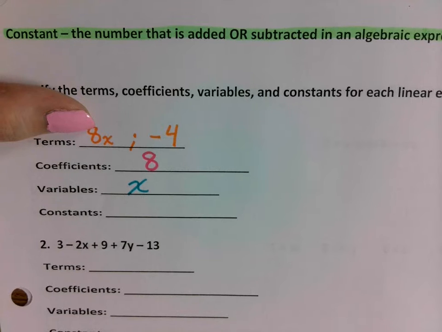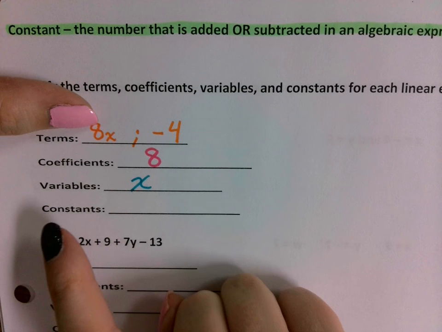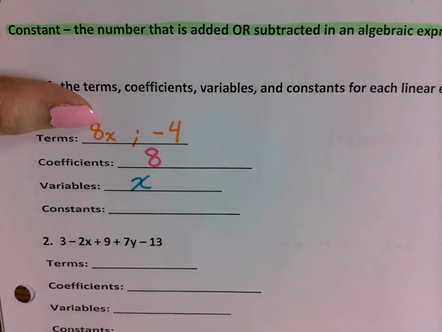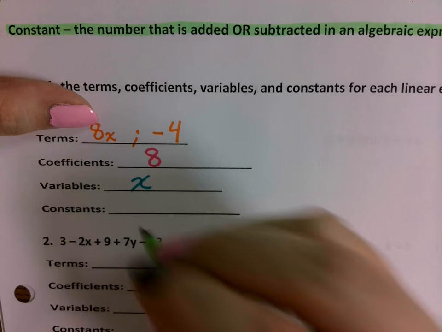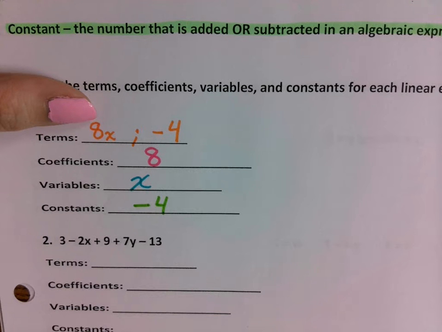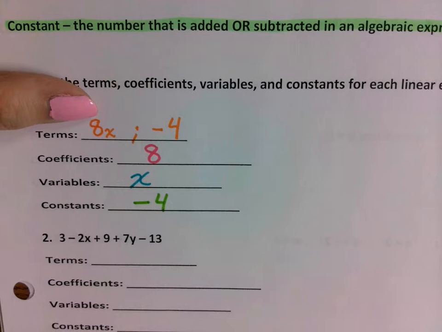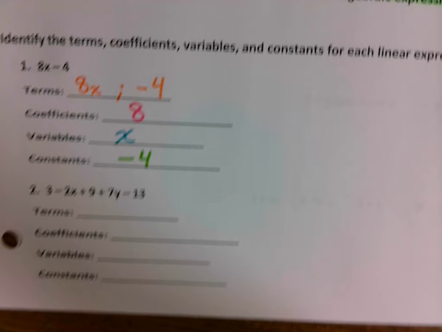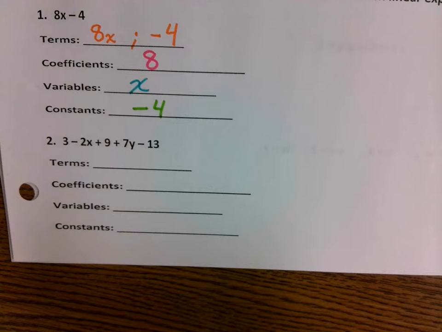What is the constant? Which one is just a number by itself? It doesn't have a variable paired with it. Justin? Negative 4. So negative 4 is our constant. You have to keep the signs with you. Okay, this was an easier one. Let's move on to one that's a little bit more difficult. But again, do what I do. Start at the beginning, and when you finish with one, cover it. Go to the next, cover it, go to the next, and keep going, okay?